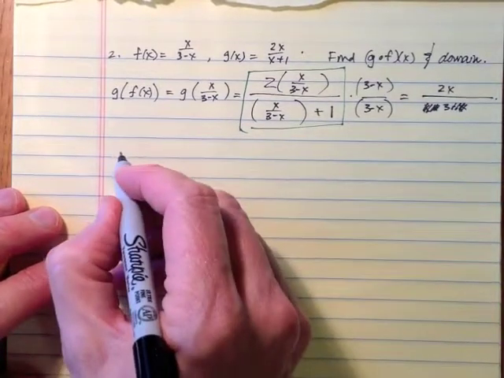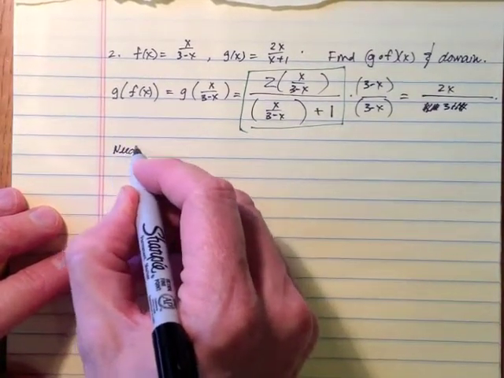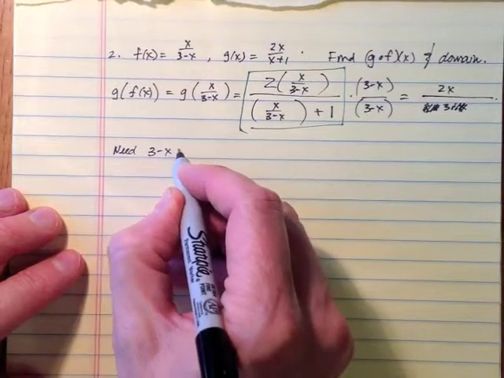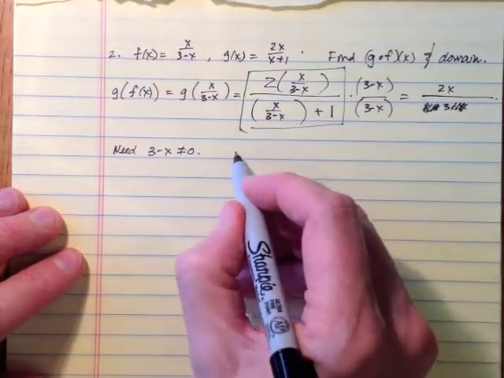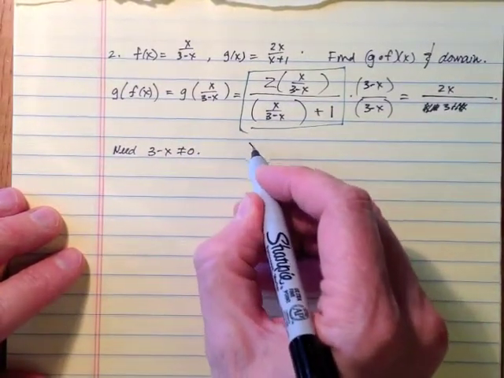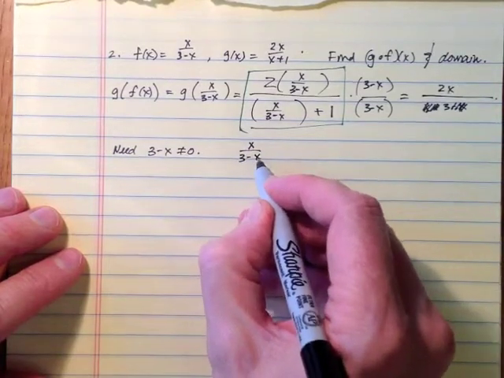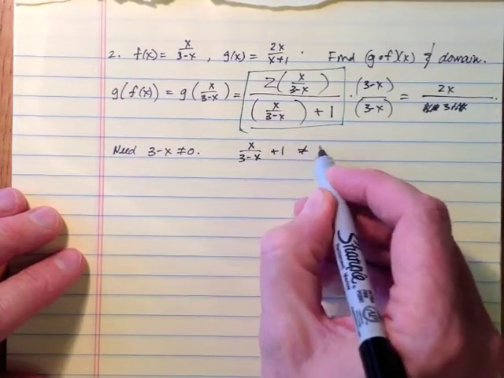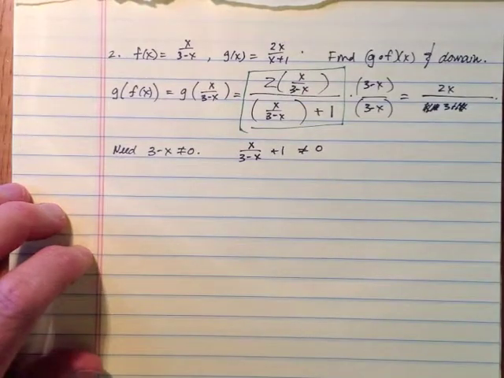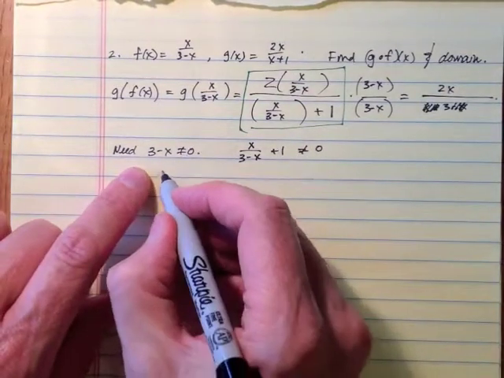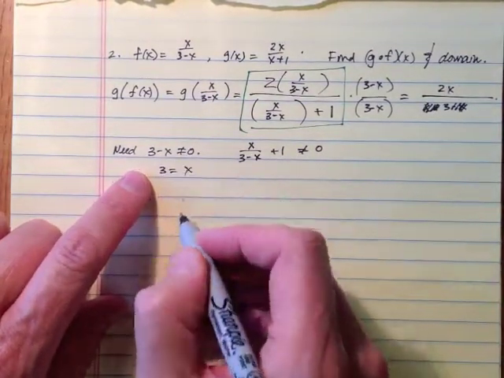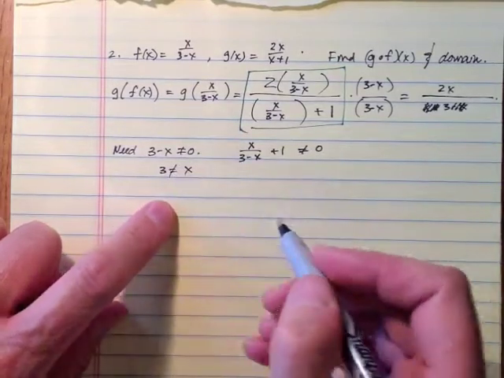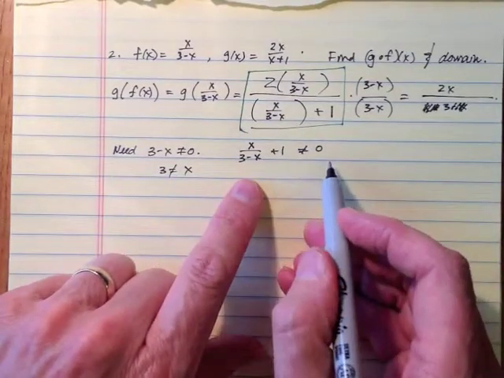So the little fraction's denominator says we need 3 minus x to be non-zero. And the big fraction says I need this to be non-zero. So let's solve. Where does this equal 0? Well, that's at x equals 3. So I can't have x equal 3. Let's try to solve this guy.